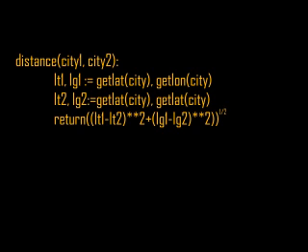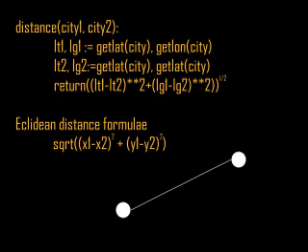In the same way, city 2 longitude and latitude are stored in the variables LT2 and LG2. Understand? This is one city, this is another city. The distance between two cities is calculated using one formula, the Euclidean distance formula. What is the formula? The square root of x1 minus x2 the whole square plus y1 minus y2 the whole square. Did you get me?